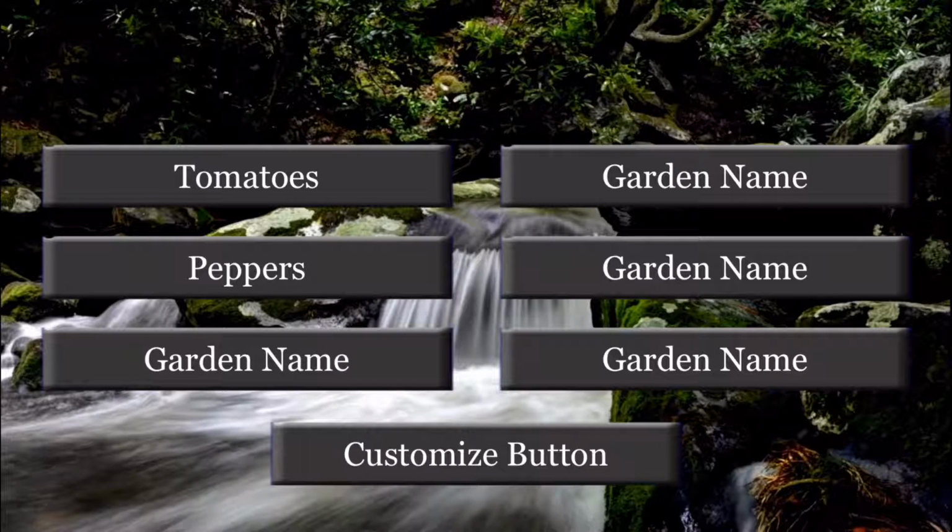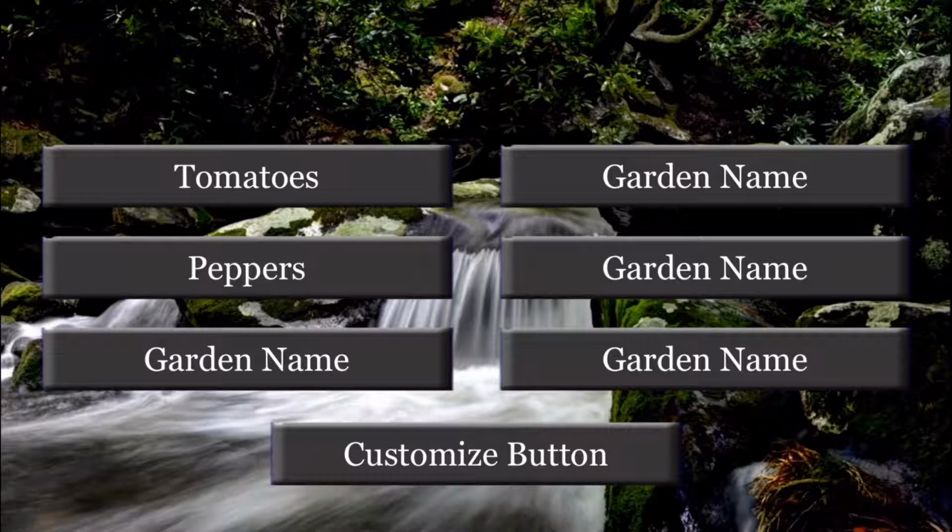Let's dive right into the features and functions of the new update and also the navigation of the application. When you select the app icon, you're brought to this view here, which is the applications page. As you can see, I've already customized a couple of the buttons, tomatoes and peppers on the top left. So you can customize up to 6 gardens to keep them nice and organized.